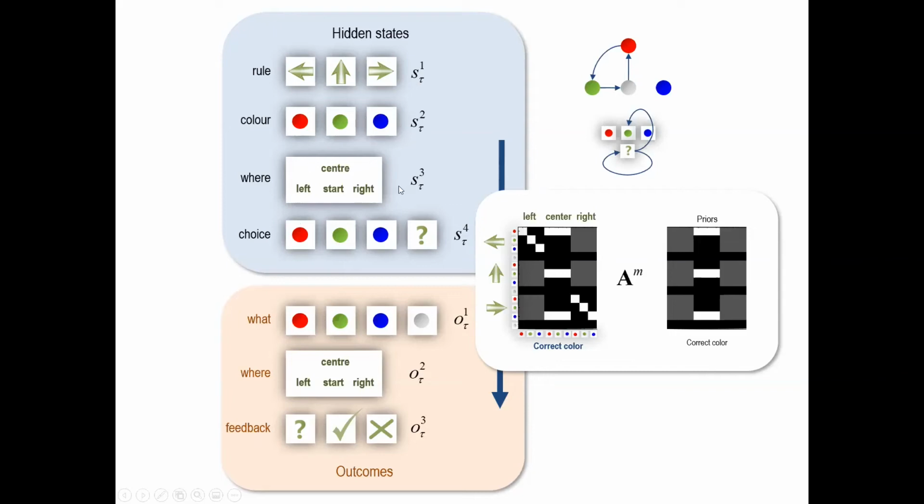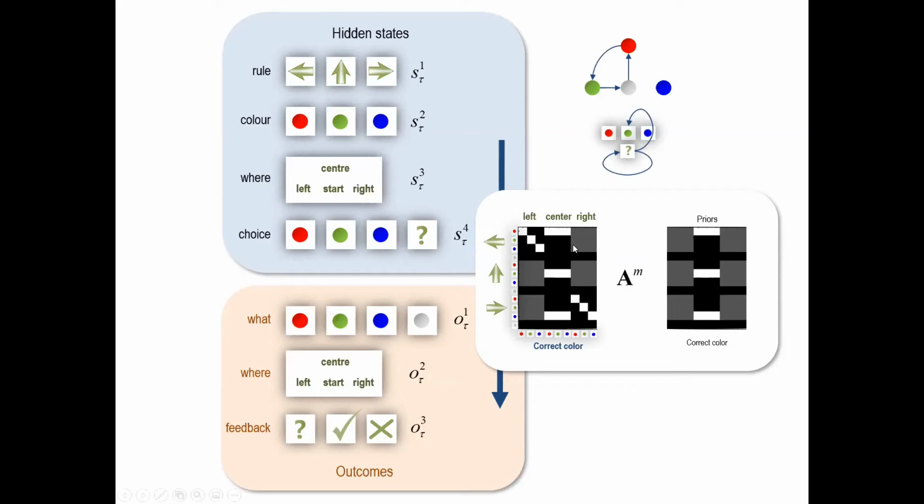And with all of these things, if I knew what the rule was, and I knew the color of the circle at the correct location, and I knew where I was looking, and I knew what my choice state was, I can generate all of these outcomes. So what I need to do is to be able to write the mapping from these causes or hidden or latent states and their observable consequences, and that will be my generative model. So this is all about that likelihood mapping from states to outcomes encoded in an A tensor.